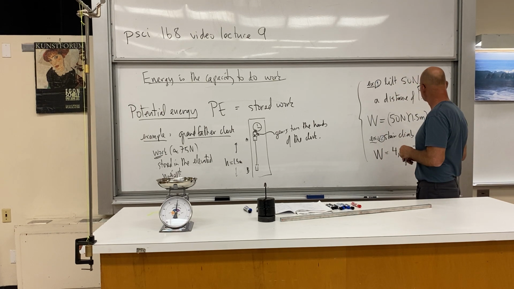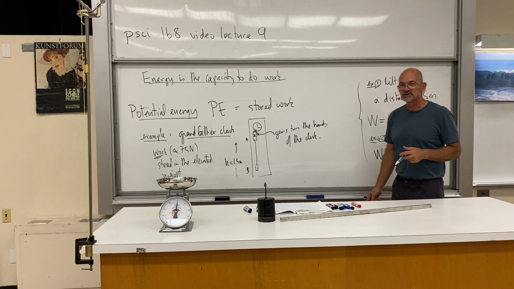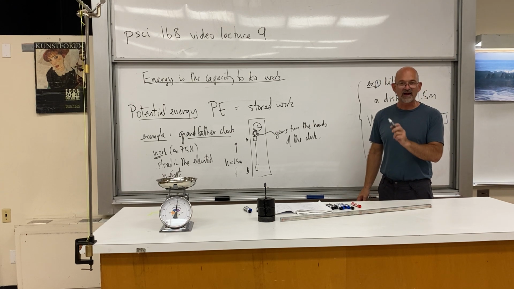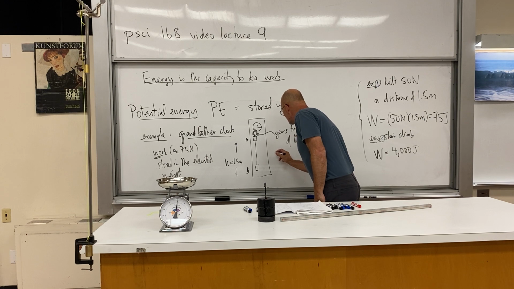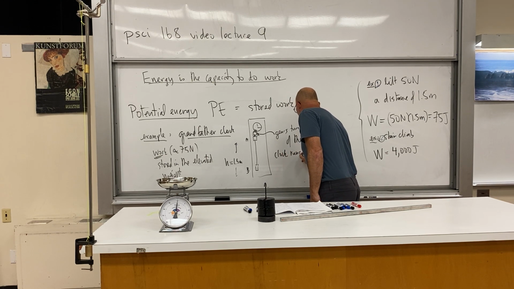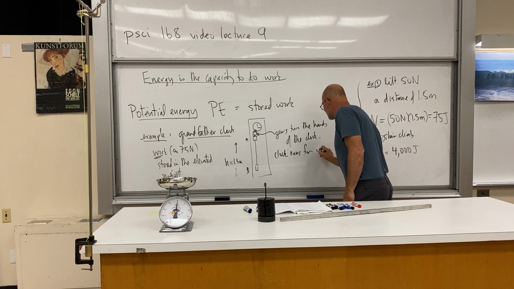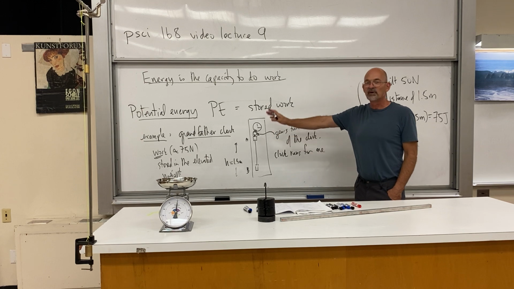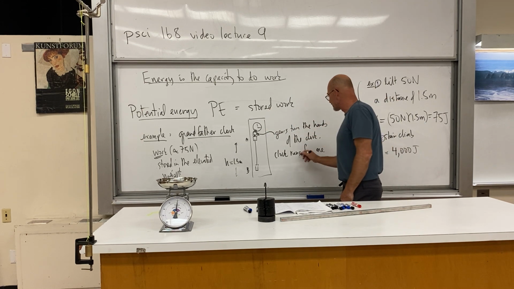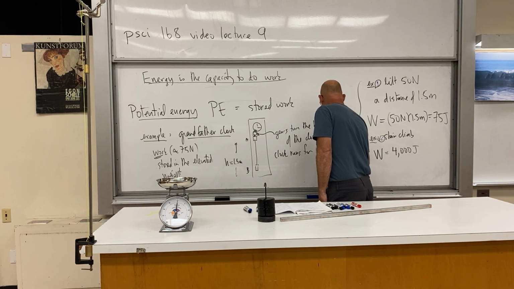How much? 75 joules. How long does it last? It lasts an entire week. So clock runs for 1 week. These are all very realistic numbers. You don't want to wind that thing more often than once a week. In fact, they're usually made to run for 8 days, and just in case you miss it. Clock runs for 1 week.